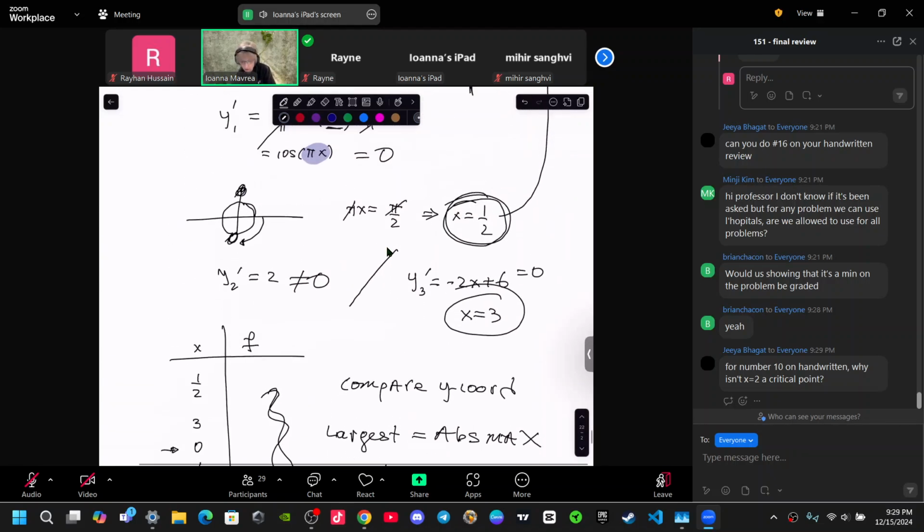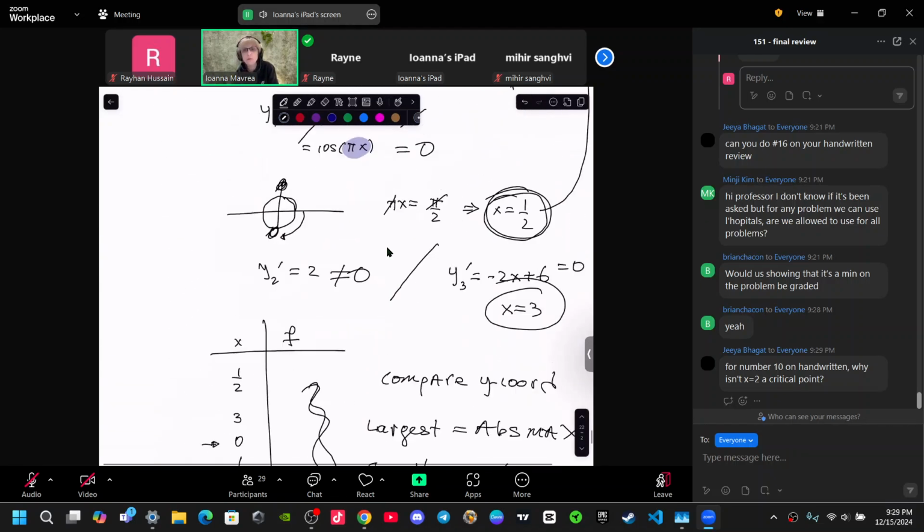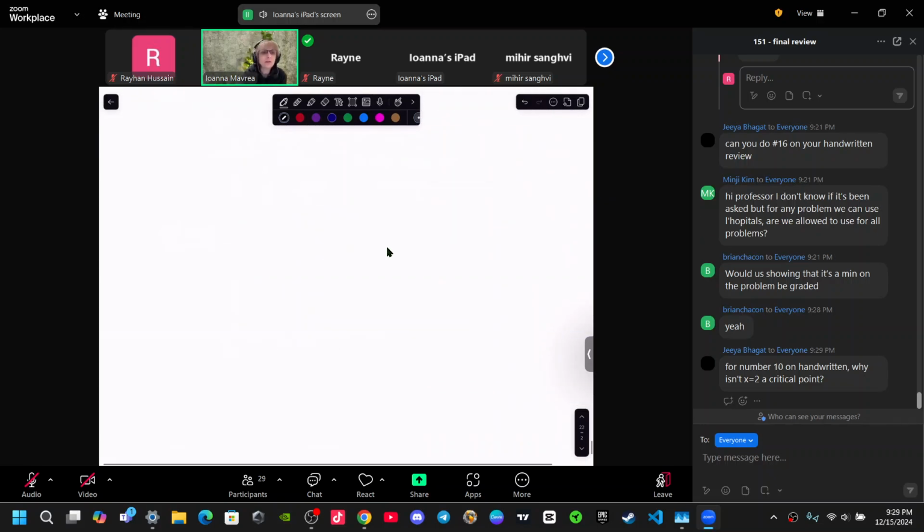X equal 2. For which one? Handwritten notes, number 10. Which one did you say x equal 2? Number 10. Well, I don't know. So let's see. Did I take the derivative?